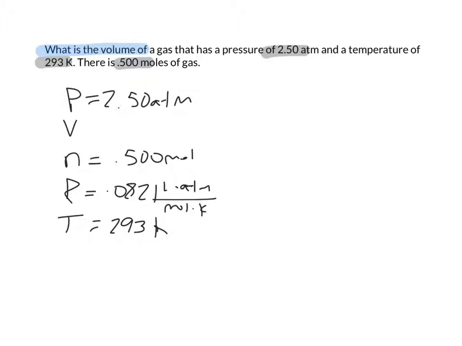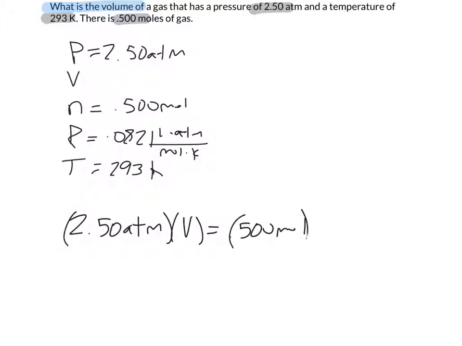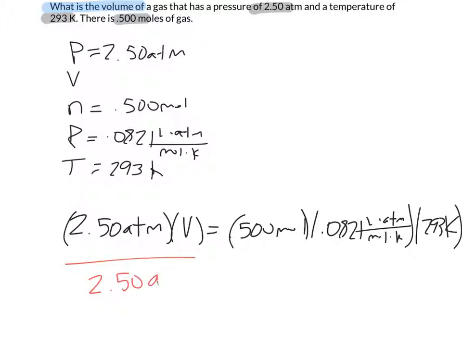Set it up. I'm going to scroll down to give myself a little bit of room, and I put in 2.50 atm times V, which is unknown, and that's equal to n, or 0.500 moles, times, here we go, the R constant, 0.0821 liters times atmospheres over moles times Kelvin, finally 293 Kelvin. Now I go in with my red pen and I solve for V by dividing by 2.50 atm on each side.